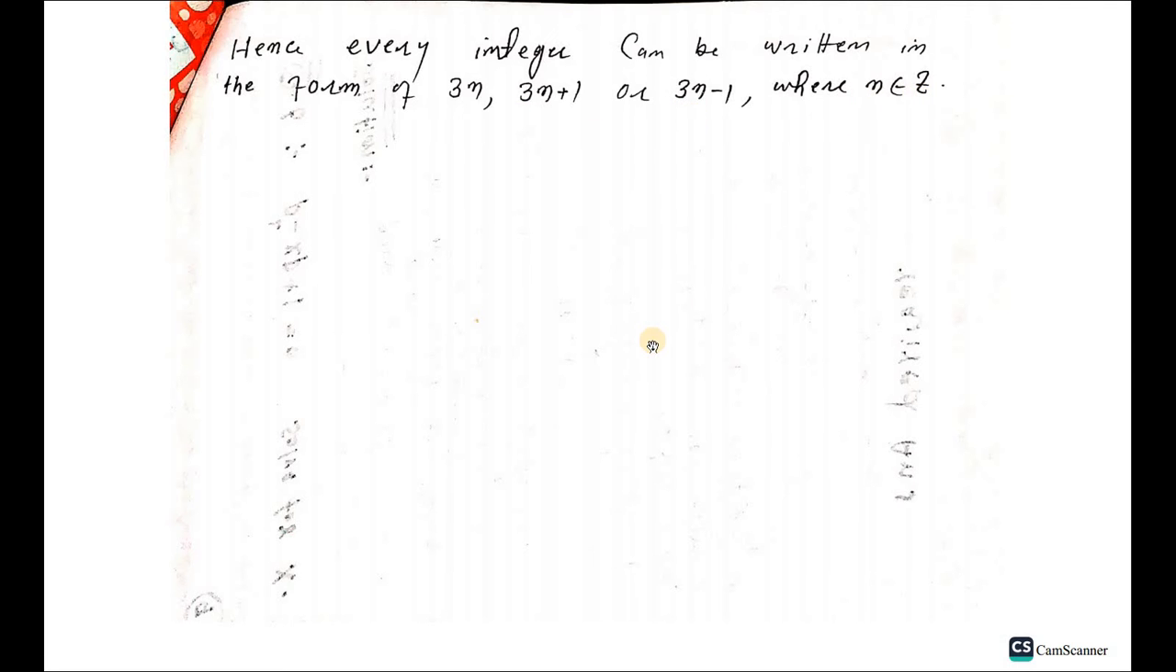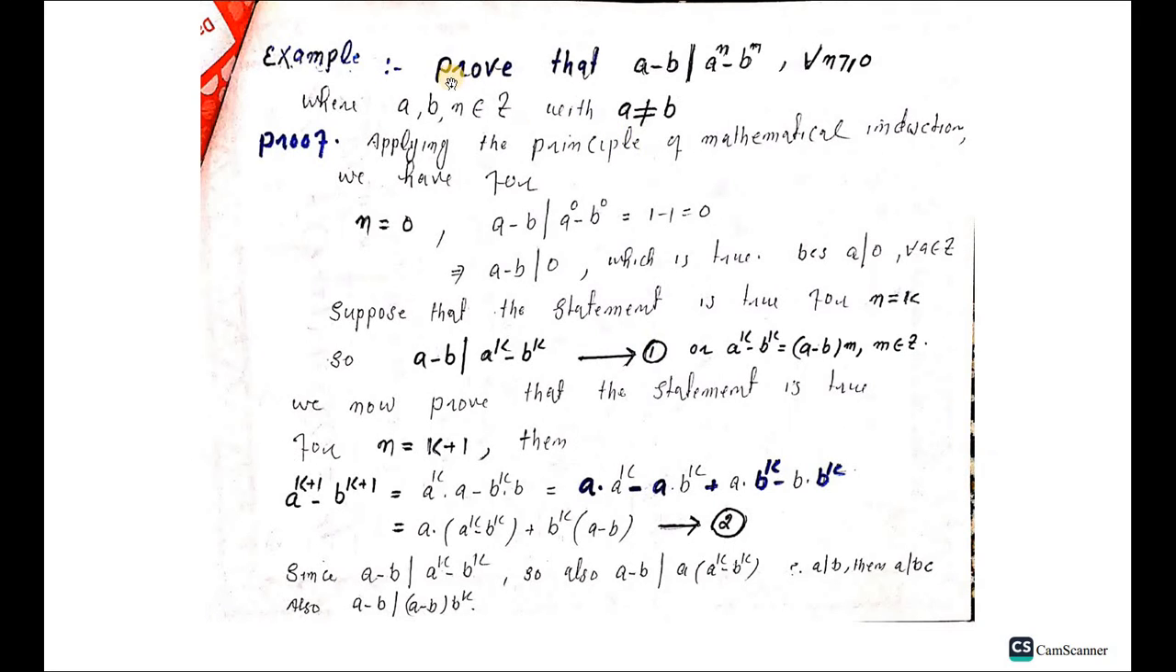Here we have a problem. Prove that a minus b divides a power n minus b power n for all n greater than or equal to 0, where a, b, n are integers with a not equal to b.